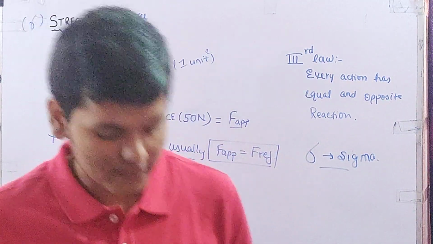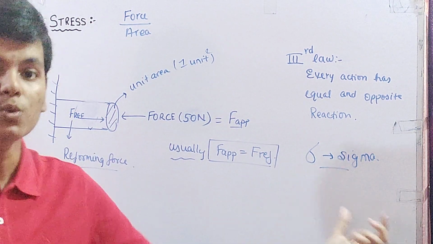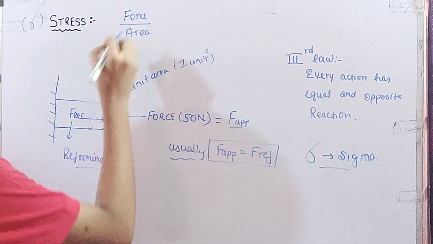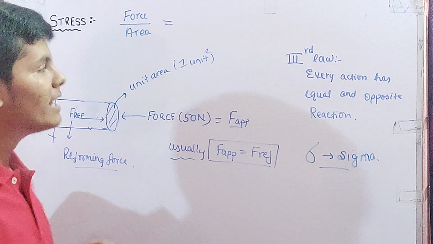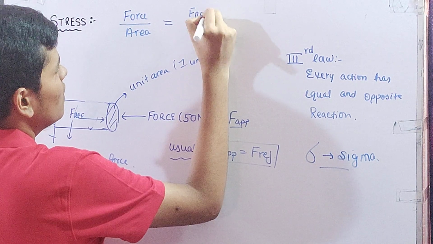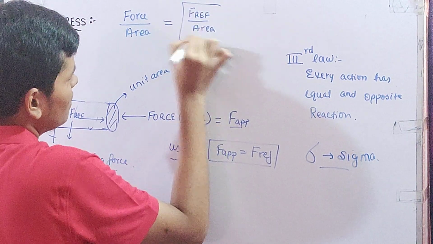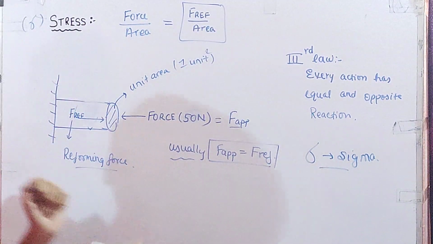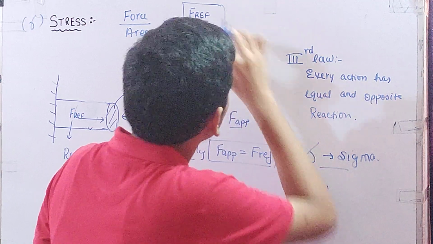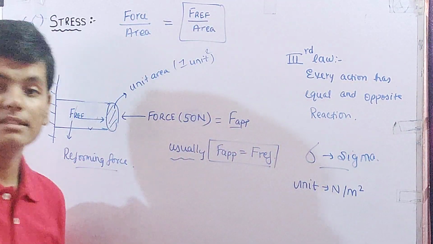Sigma is a letter, sorry, it is not Greek, it is a letter which is used to denote the property of stress. Now stress is given as force per area, and this force is generally taken as the reforming force per area, that is cross sectional area. Talking about sigma, the stress unit is Newton per meter square. This is the unit of stress.